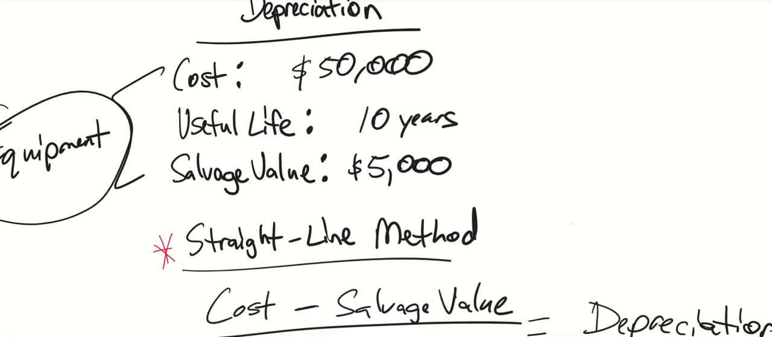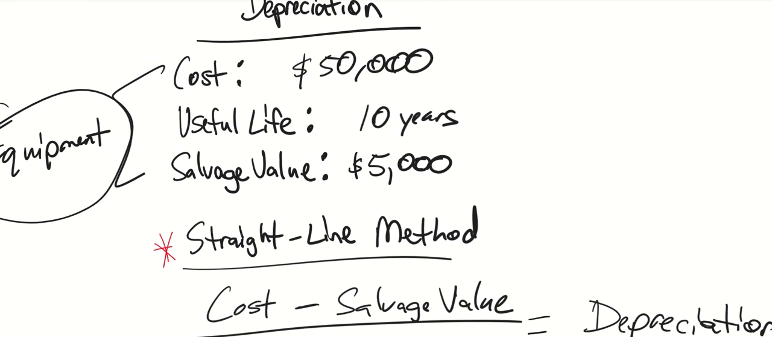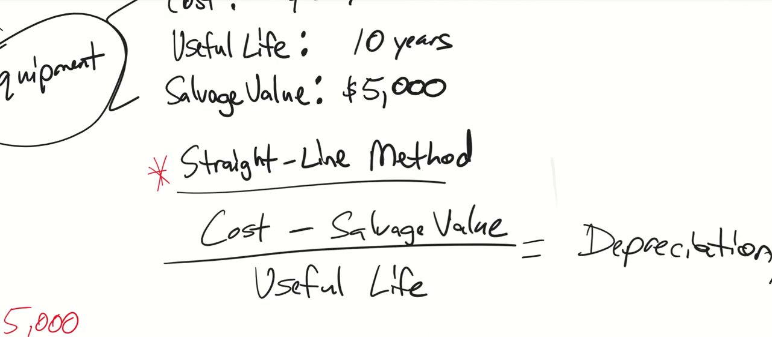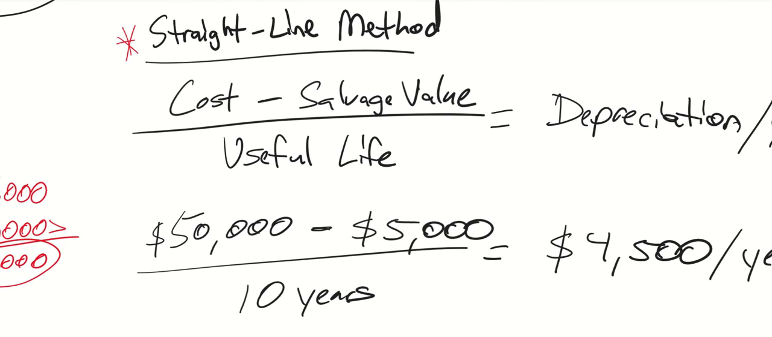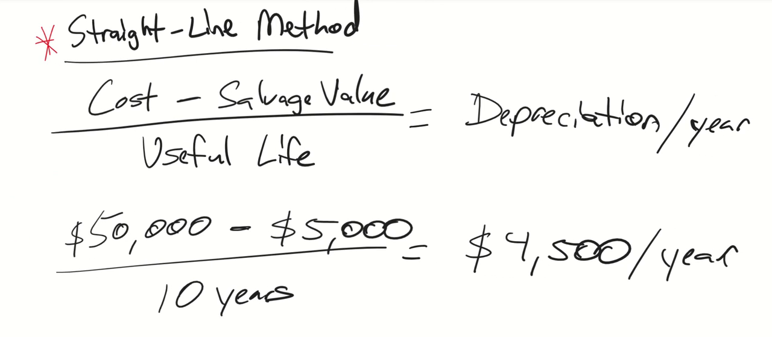Given the scenario here, $50,000 is the cost, useful life is 10 years, salvage value is $5,000. We're going to put these amounts in the straight line method equation. So you have 50,000 minus 5,000 divided by 10 years. Again, 50,000 is the cost, 5,000 is the salvage value, sorry, I'm jumping ahead of myself, and 10 years is the useful life. That comes out to be $4,500 a year.